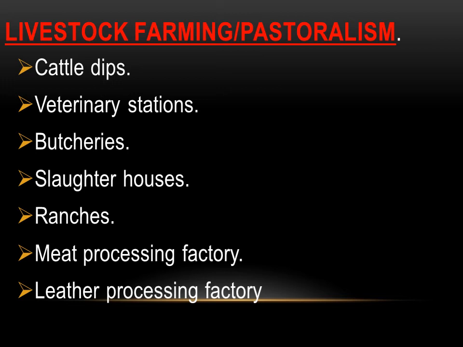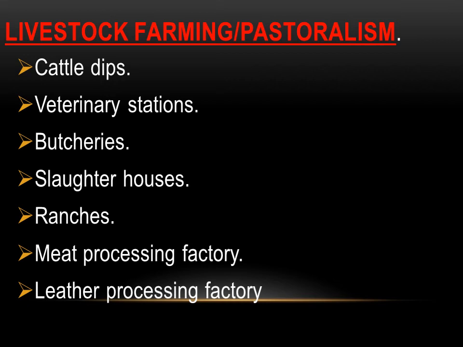Then you have ranches. A ranch is a large tract of land where beef cows are reared. Then you have a meat processing factory. This one is involved in maybe slaughtering, cooking the meat, and then packing it into tins. Packing the meat in tins, what you call canned meat.